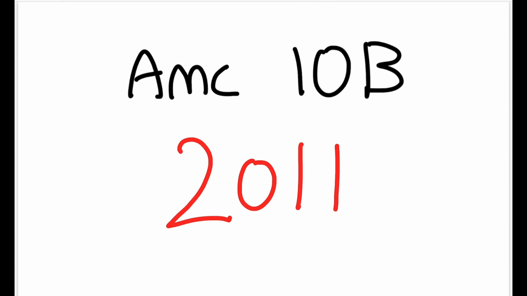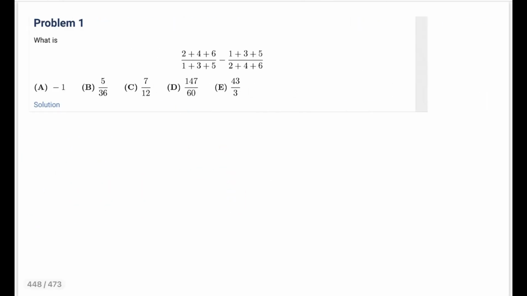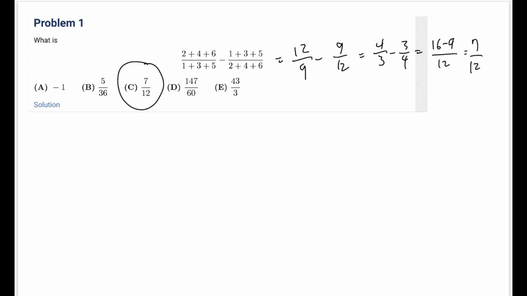So let's get started. First problem: what is (2 + 4 + 6)/(1 + 3 + 5) minus (1 + 3 + 5)/(2 + 4 + 6)? This is 12/9 minus 9/12. This is 4/3 minus 3/4. This is (16 minus 9)/12. This is 7/12. So the answer is C.